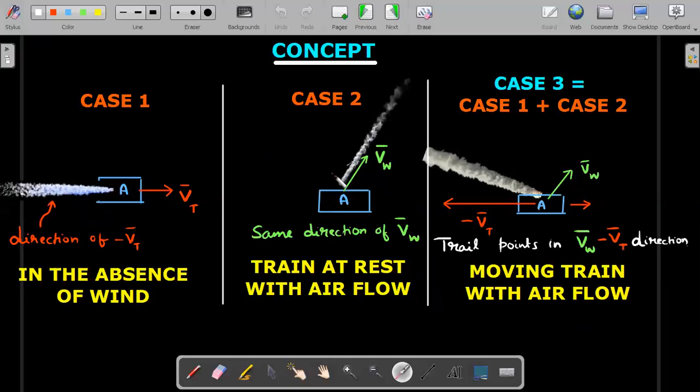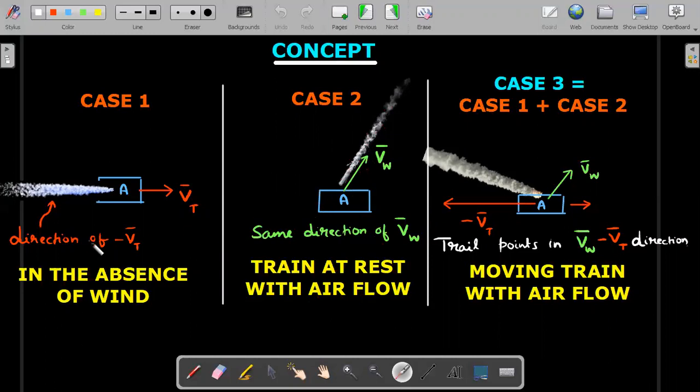Now let's move to case 2, in which let's say this is a train stopping at a station, but still the smoke is, let's suppose, coming out and only wind is there. So case 2 is train at rest with airflow. Then it's obvious that that smoke will go in the direction of wind.